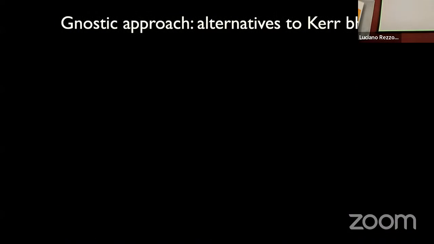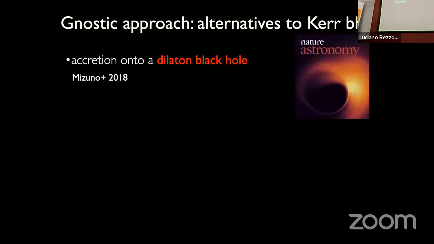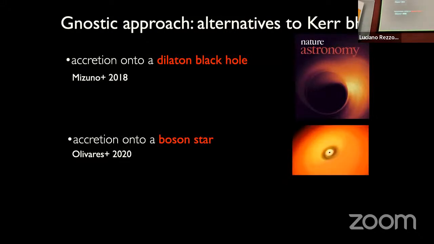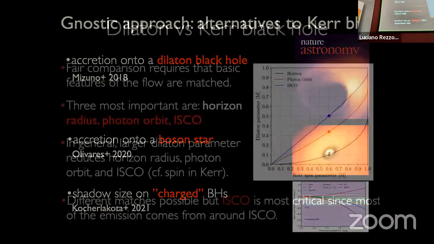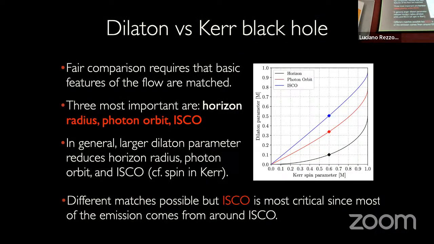If you instead want to look at specific objects, what you can do is look, for instance, at a Dilaton black hole, you can look at accretion on a boson star, or you can look at, given the size of the shadow, how many black holes of different types are compatible with this size estimate. So let me explain, for instance, a comparison we've done already a few years back with a Dilaton black hole. This is just a possibility.